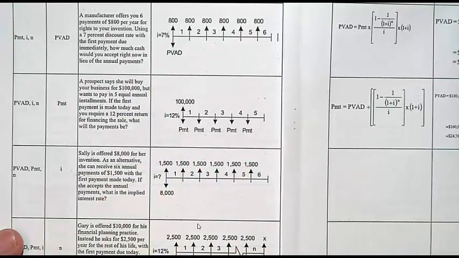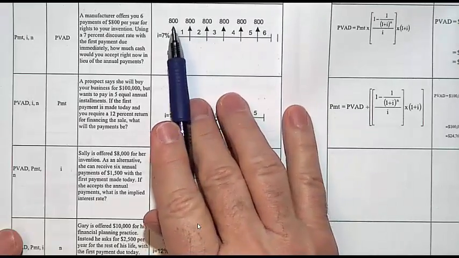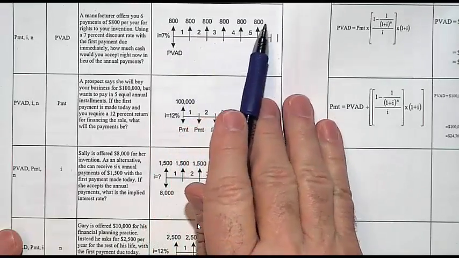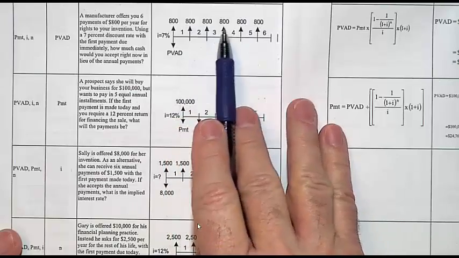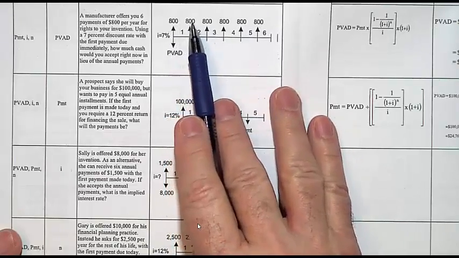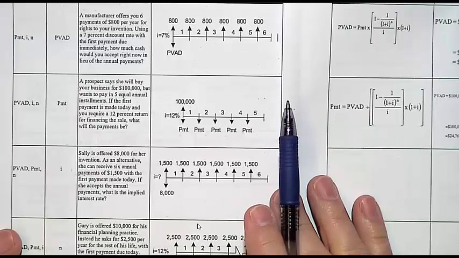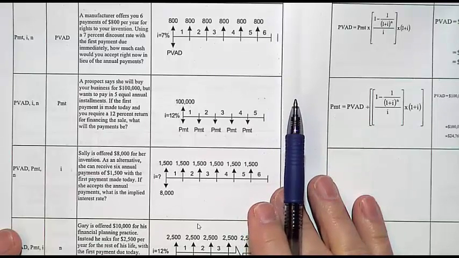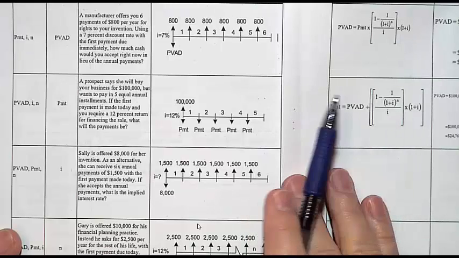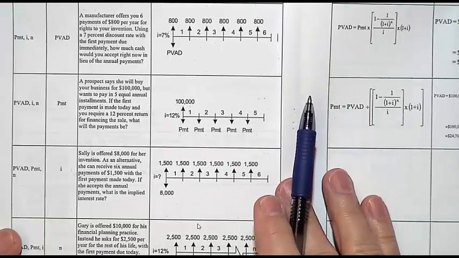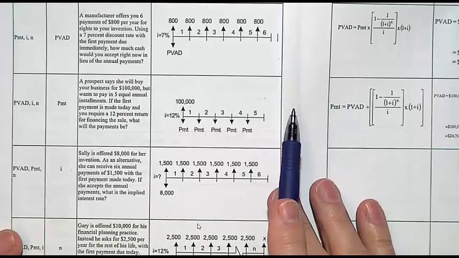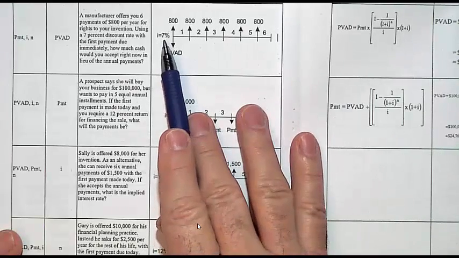Well, let's think about this as we look at these $800 worth of payments. $800 and 1, 2, 3, 4, 5, 6. 6 times 800 is $4,800. So if they offered us $4,800 right now, we'd be happy to accept it. But they're not going to do that. They're going to offer us some amount less than $4,800. And how much less depends on what this discount rate is.